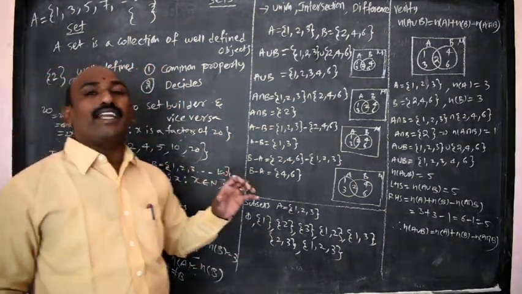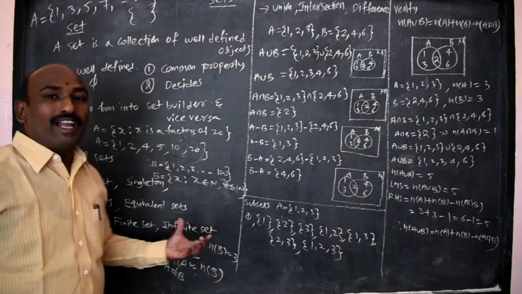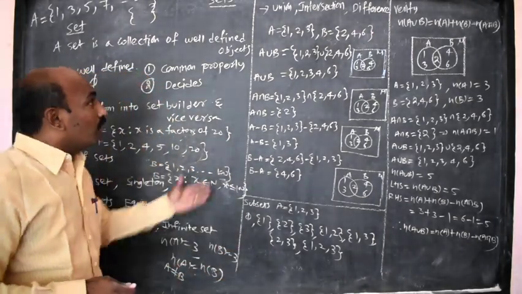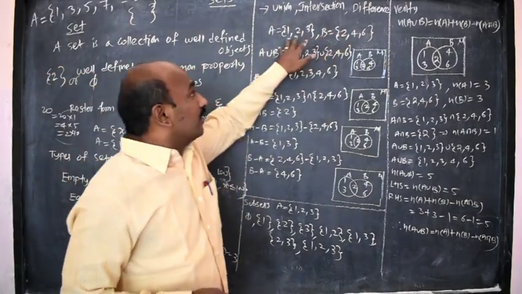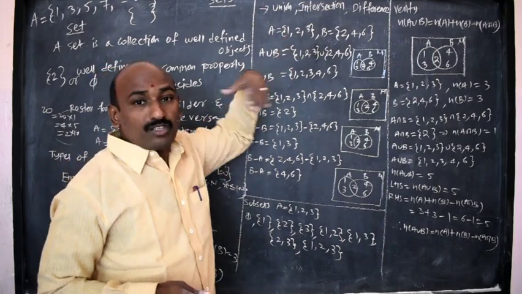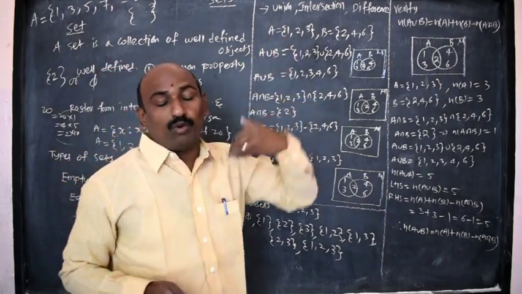The difference between equal and equivalent sets is that equivalent means the number of elements should be the same. Here 1, 2, 3 is there and 2, 4, 6. The elements are different, that's why those are not equal sets. If the elements are also the same, we can say both are equal sets.